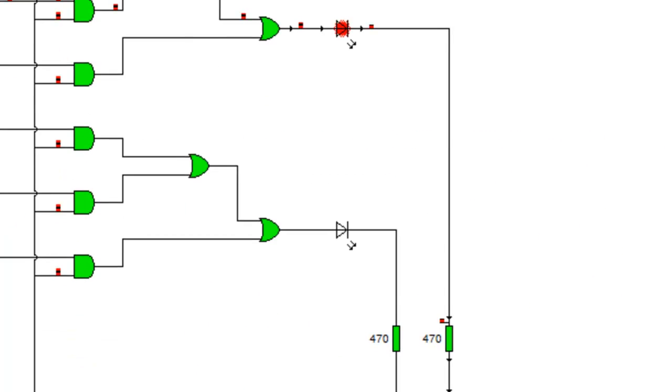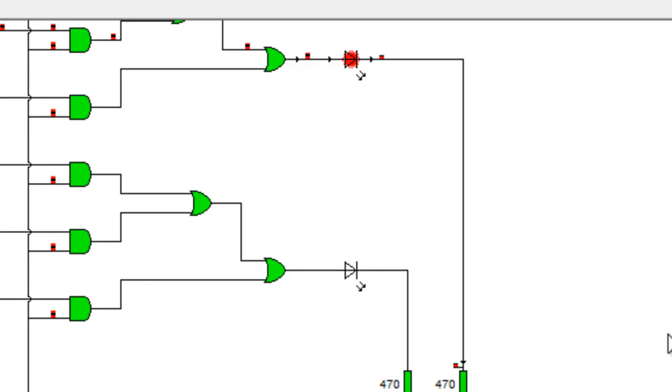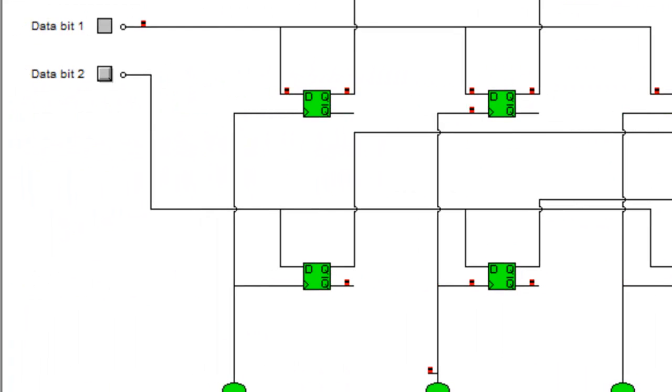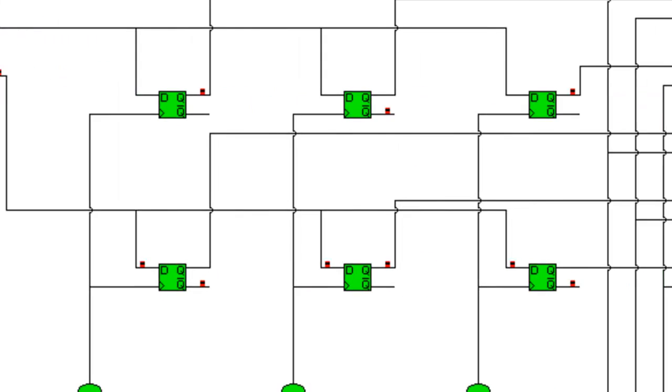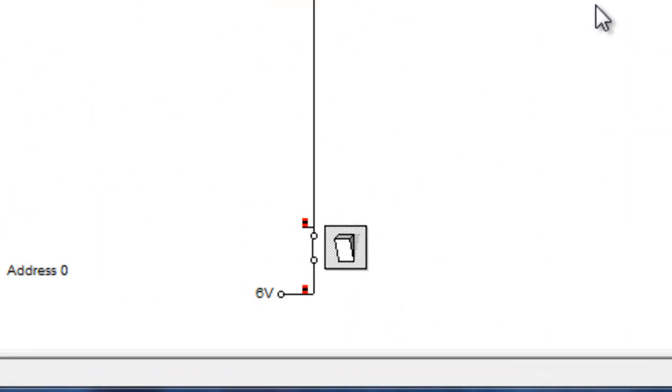And it works. Now if we have the same scenario, but our data bit 2 on and our data bit 1 off, our green LED should turn on. And it's a success. The final and most important is the read and write switch.